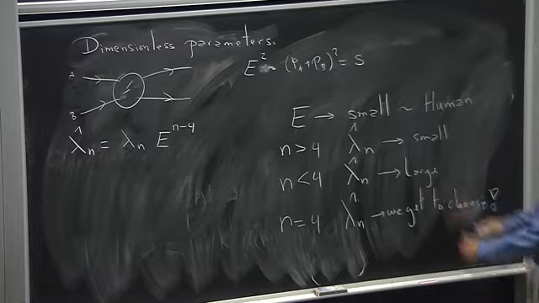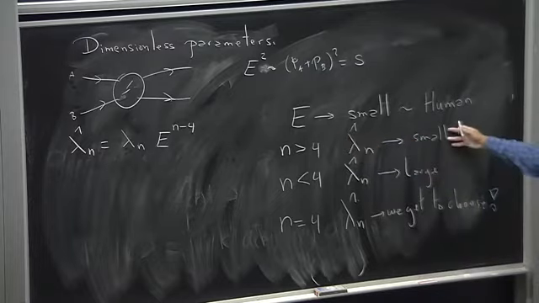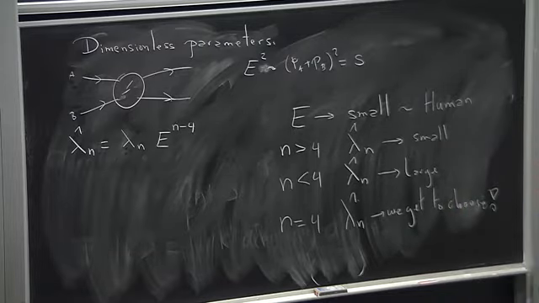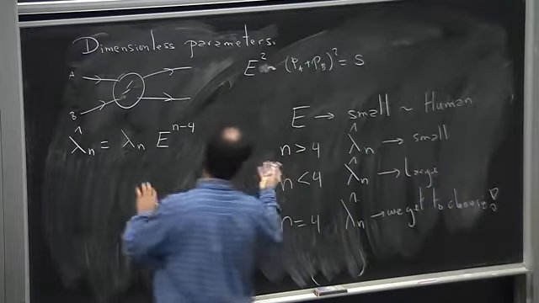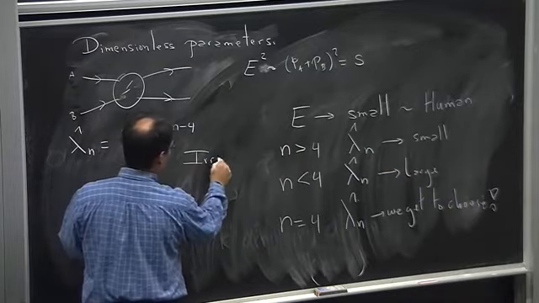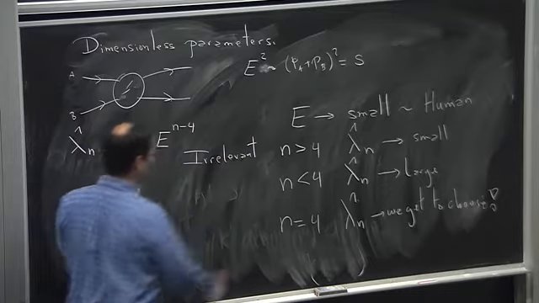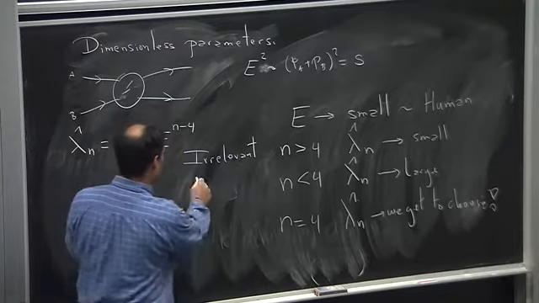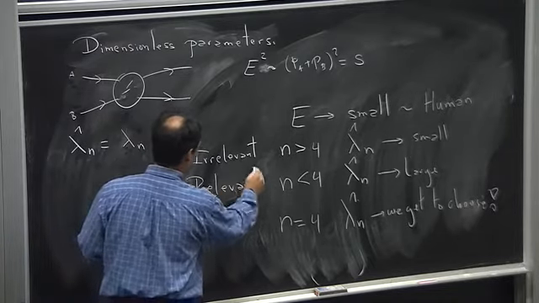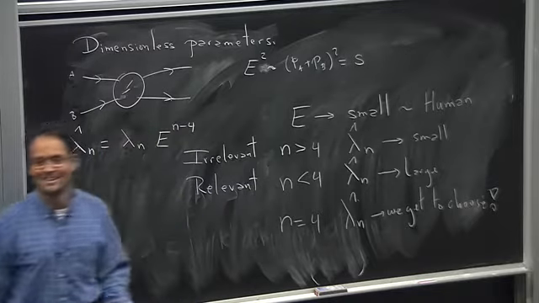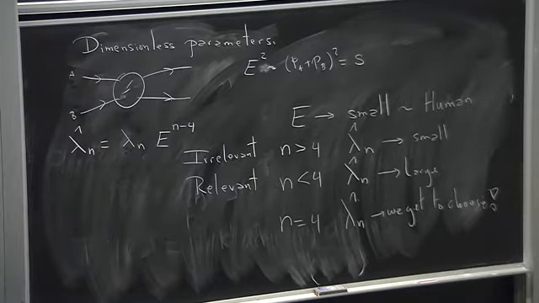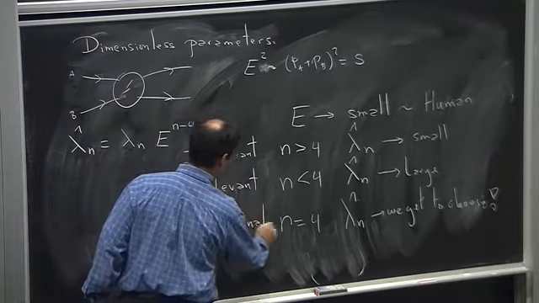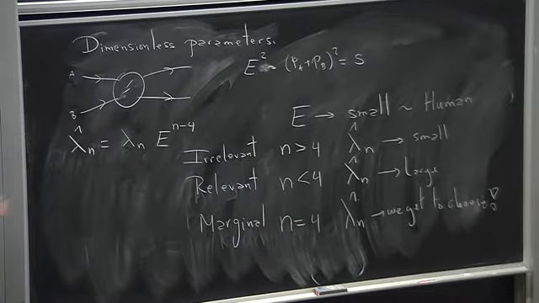Okay? So people like to call these interactions that are small at our energies, and therefore don't affect very much what we see or what we do at experiments, irrelevant. It's a good name, very appropriate. How would you call these ones then? Relevant. And how about these ones? Borderline. They are actually called marginal. Okay. Well, is this good news or not?